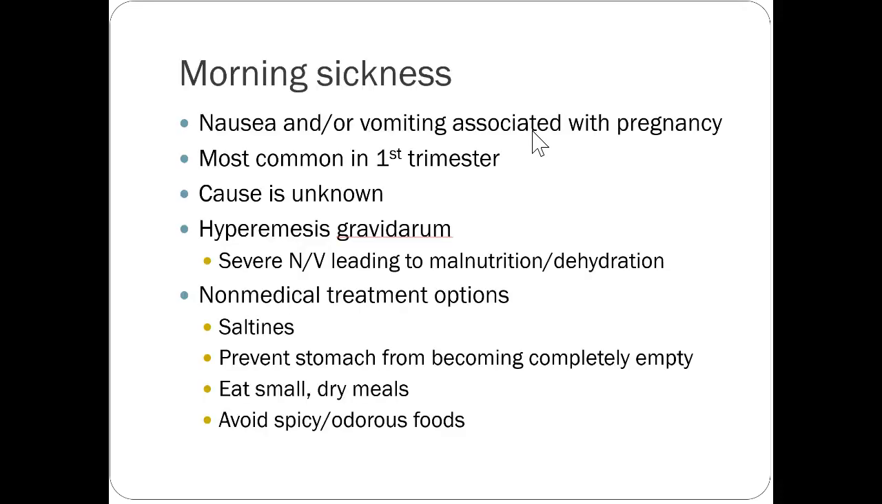All right. Moving on, talking about some pregnancy-related complications. All right, morning sickness, common complication, nausea and vomiting associated with pregnancy, most common in the first trimester for most patients. Cause not necessarily known and thought to be linked to hormonal changes, like a lot of these complications with pregnancy, but not necessarily a sure bet. There's also something called hyperemesis gravidarum, which is different than just plain morning sickness.